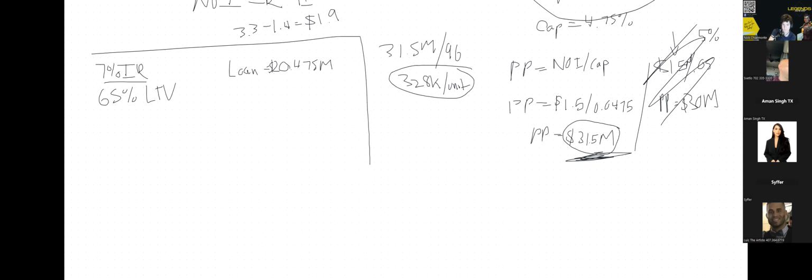So now we want to find the DSCR. You find the DSCR by NOI divided by the total debt service.